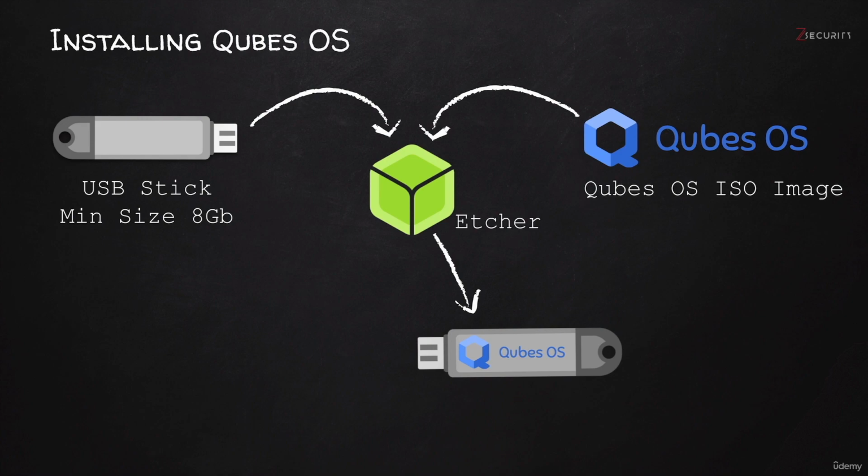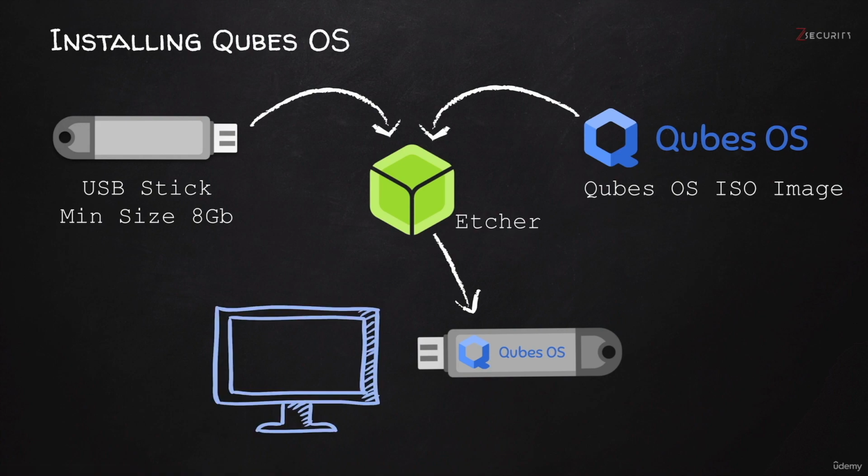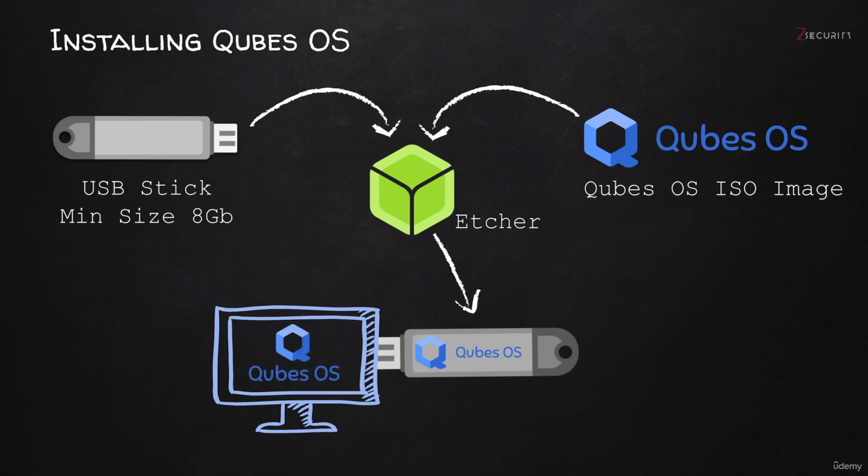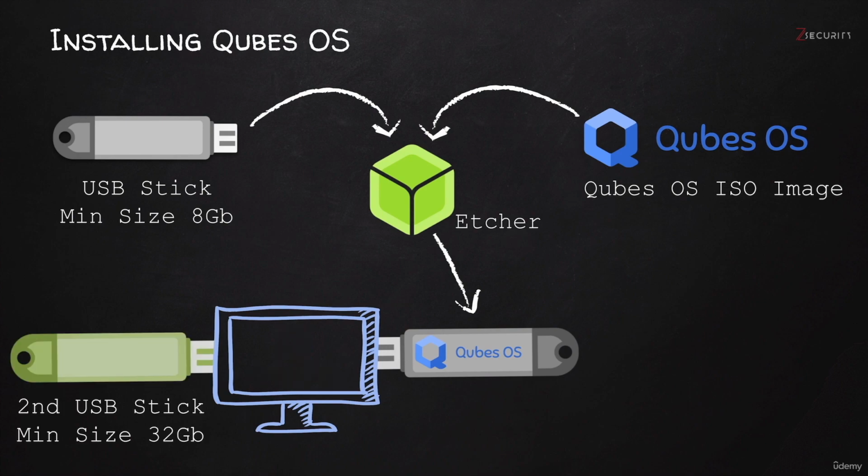At this stage, we have two options. We can either just simply connect it to a computer and install Qubes on that computer, on the built-in storage of that computer, just like any other operating system, so we'll be able to use it without even connecting the USB stick. Or you can use another USB stick of minimum size 32 gigabytes.